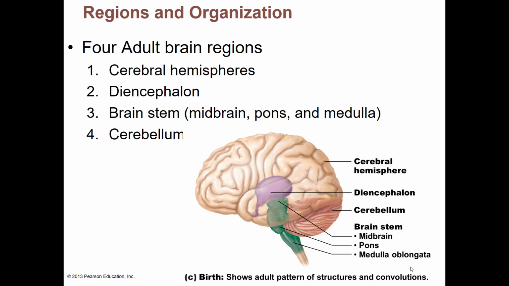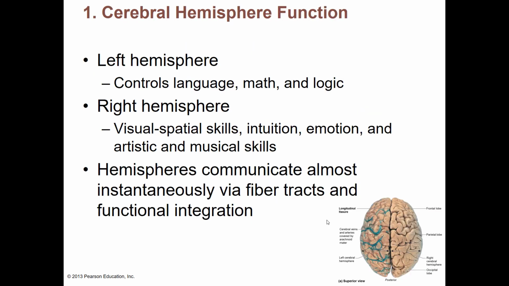It's divided into the diencephalon, that purple structure on there. It's divided into the brain stem, which has further divisions, the midbrain, the pons, and medulla, and then the cerebellum, that orangish area at the back. We're going to look at these different regions and what they do. What do they control in our brain? So we're going to start with the cerebral hemispheres.